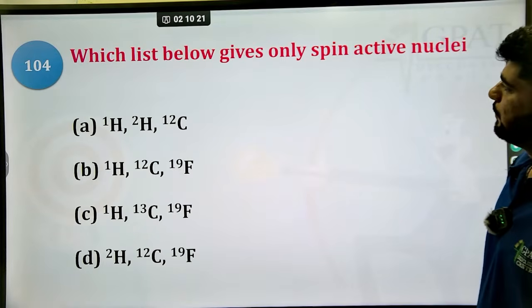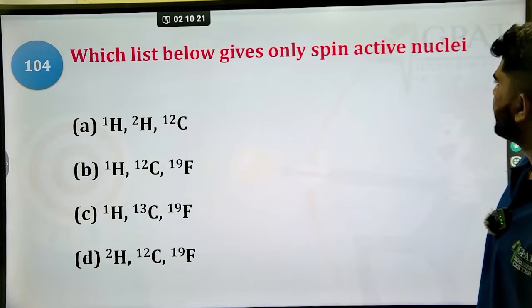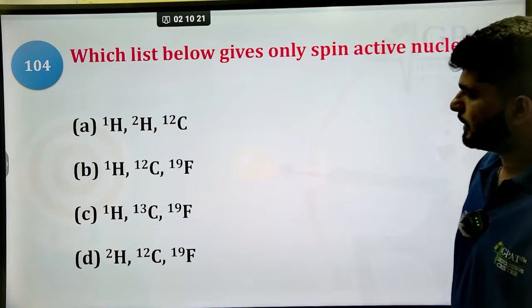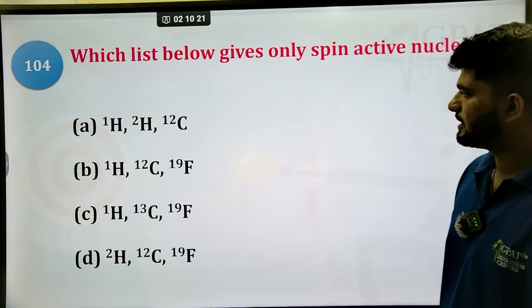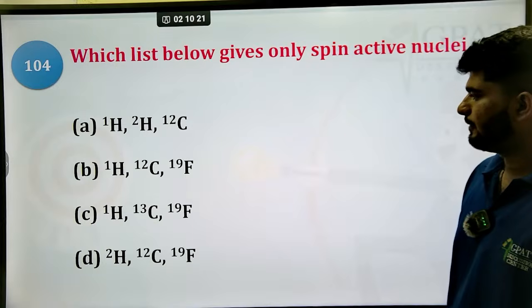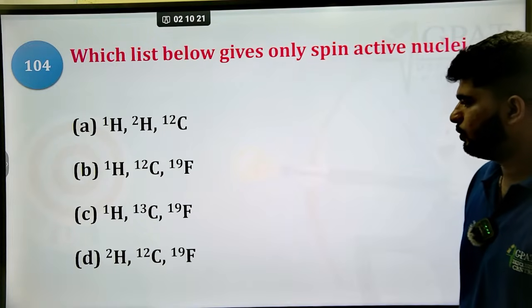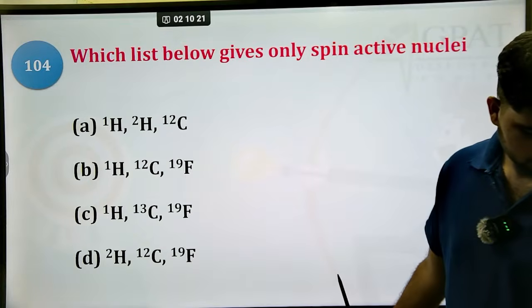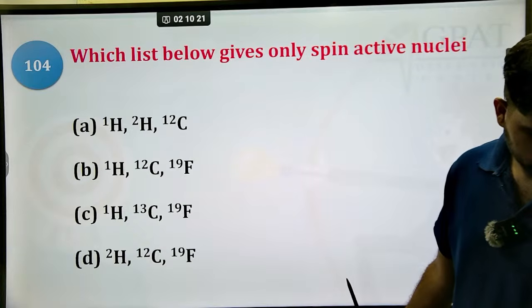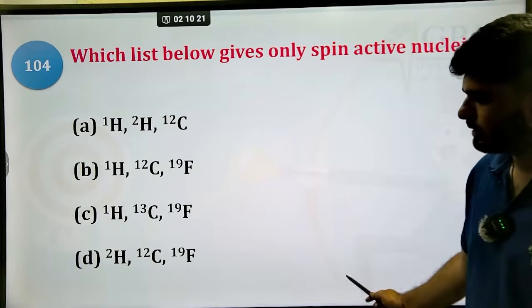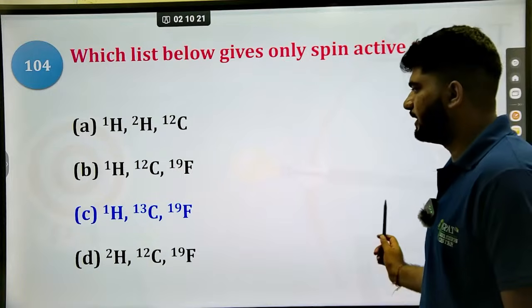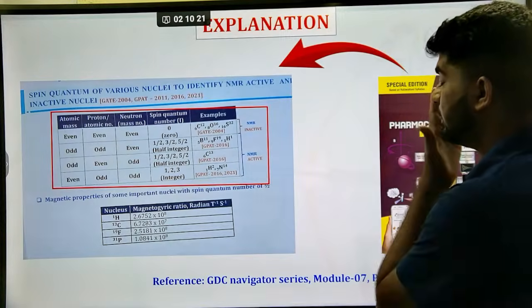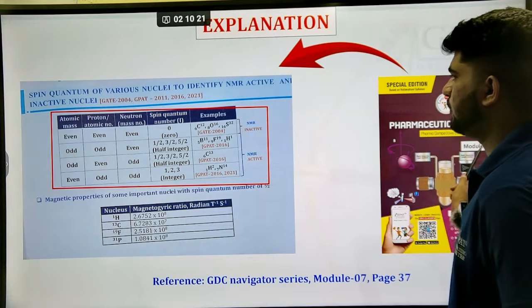Now, which list below gives only spin active nuclei? Options: 1H, 2H, 12C; 1H, 12C, 19F; 1H, 13C, 19F; 2H, 12C or 19F. Guys, that is your 1H, 13C and 19F that will be giving you the spin quantum number.